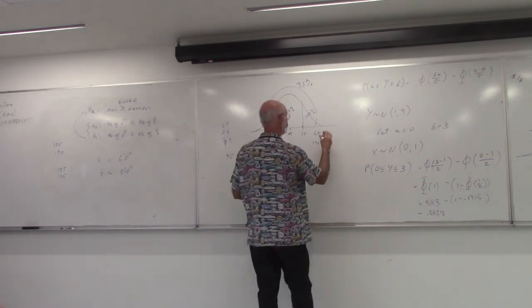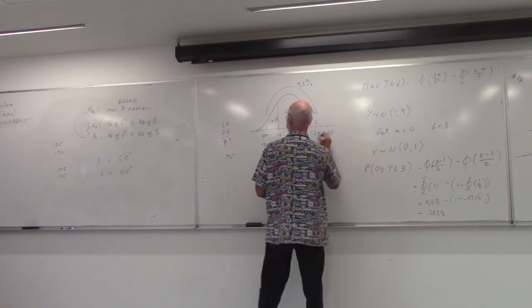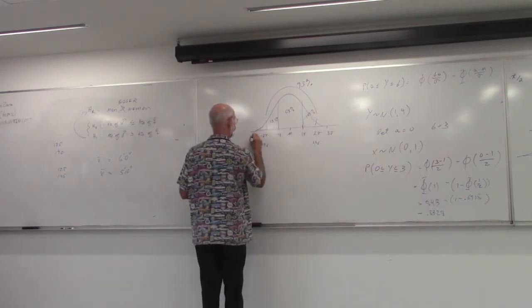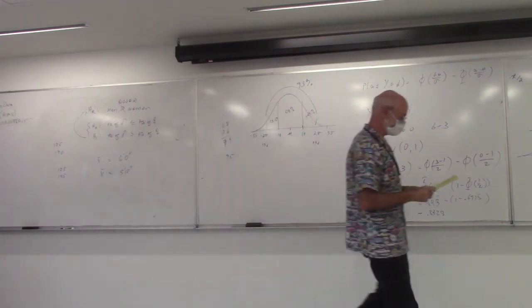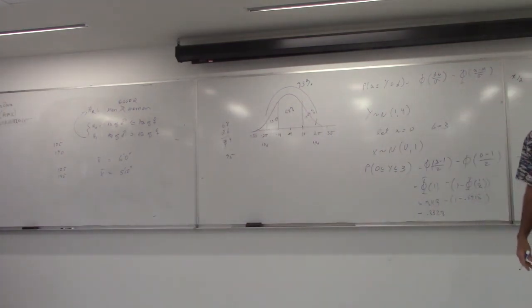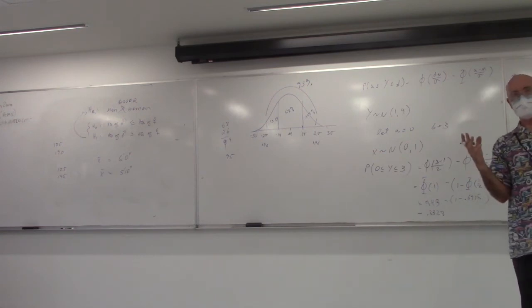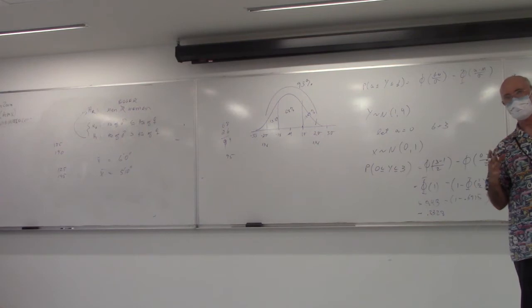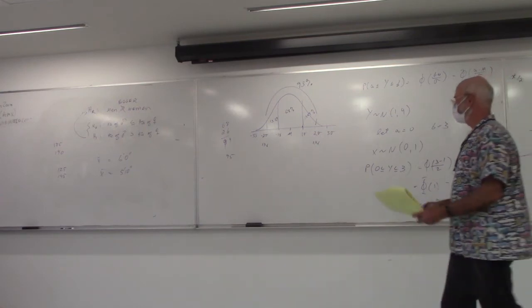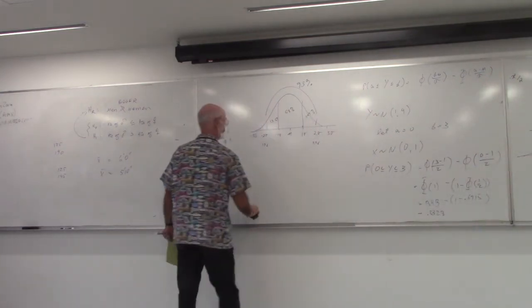If I go out 3 sigma, minus 3 sigma, it's about 97, 98%. Something just really profound happened, if your brain was working in exactly the right way.